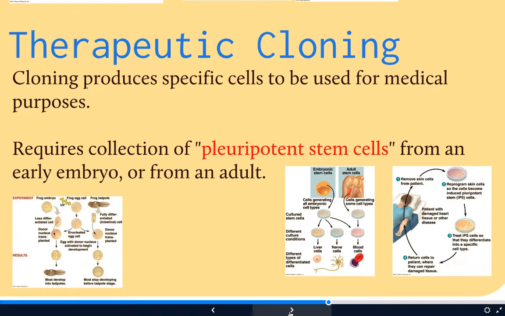However, mostly what we do with therapeutic cloning is taking specific cells and using them for medical purposes and treatment. To do this, you need some pluripotent stem cells from an early embryo. Those are stem cells that are not differentiated yet.